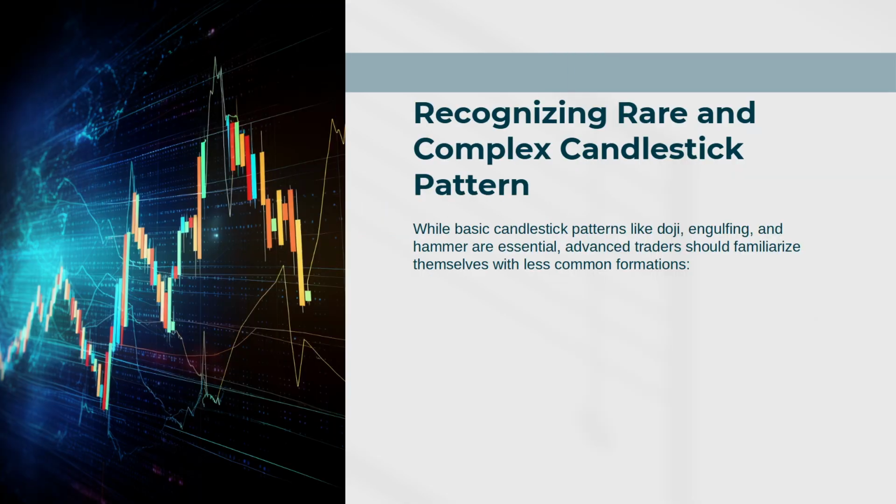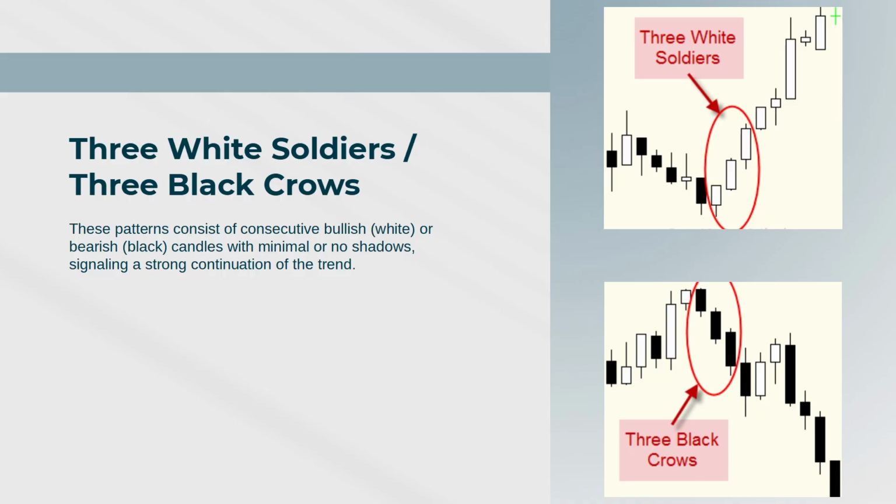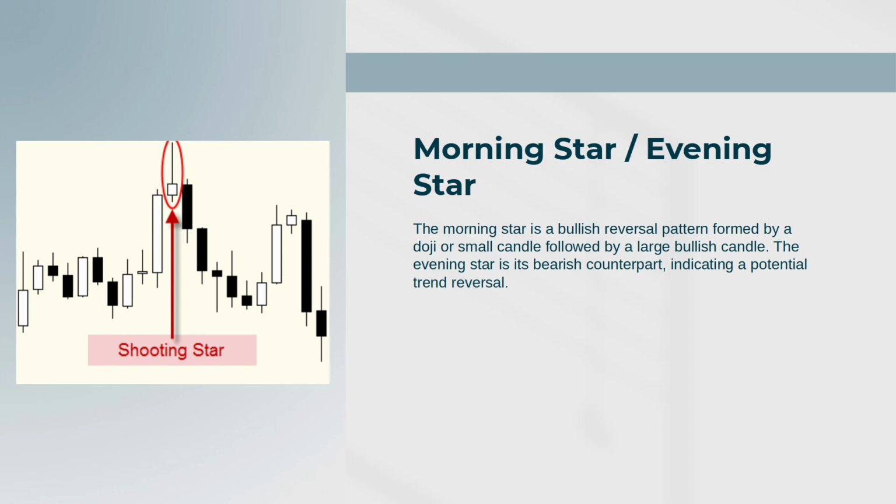Recognizing rare and complex candlestick patterns. While basic candlestick patterns like doji, engulfing, and hammer are essential, advanced traders should familiarize themselves with less common formations. Three white soldiers, or three black crows. These patterns consist of consecutive bullish (white) or bearish (black) candles with minimal or no shadows, signaling a strong continuation of the trend.